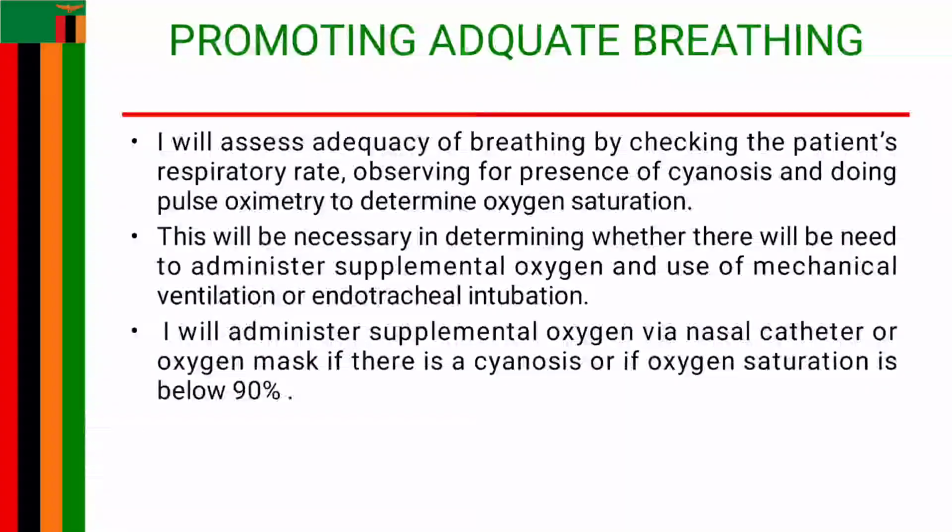The next heading is breathing, and on breathing you of course assess the adequacy of breathing by checking the respiratory rate, observing presence of cyanosis, and doing a pulse oximetry test to determine oxygen saturation. You can talk about administering supplemental oxygen, and in adults we are giving 3 to 5 liters with the exception of 10 liters in severe cases to promote tissue perfusion. And of course you can give oxygen using a nasal catheter, and this will still promote tissue perfusion.